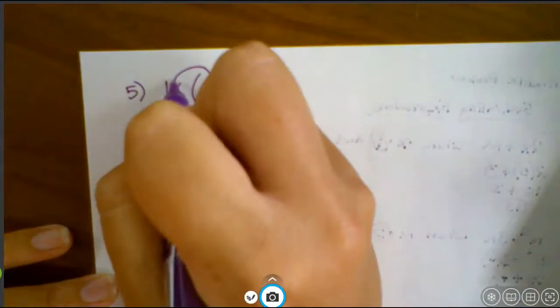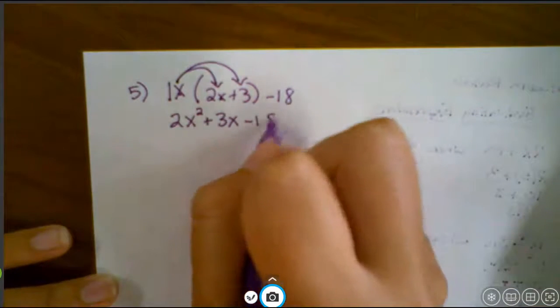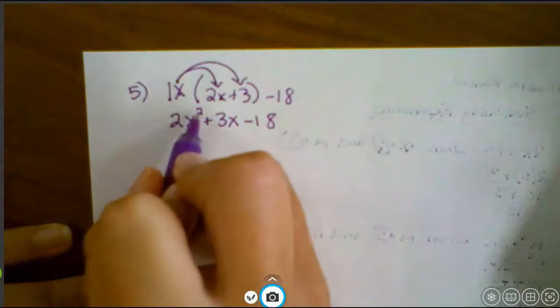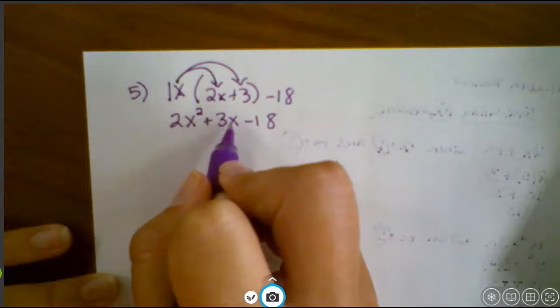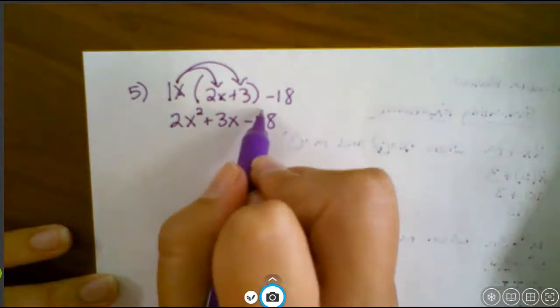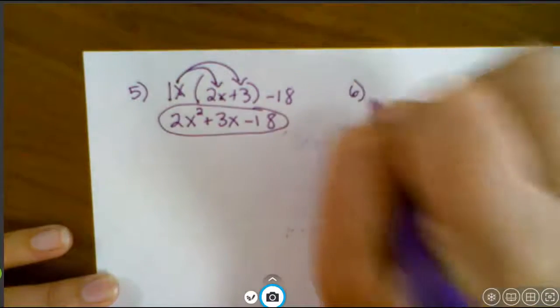Then do it to the 3. 1x times 3 would be plus 3x. Bring down that minus 18. And check for combining like terms. I have an x squared. There's no other x squared, so they can't go together. 3x, I don't have any other just x's. And a number or a constant, I don't have any other ones. So that one would be simplified. Okay, let's try another one like that.